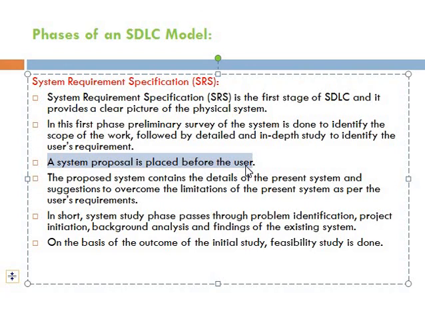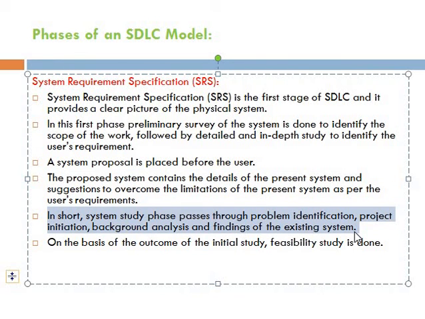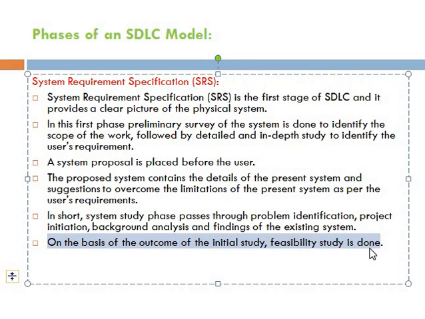A system proposal is placed before the user. The proposed system contains the details of the present system and the suggestions to overcome the limitations of the present system as per the user's requirements. In short, system study phase passes through problem identification, project initiation, background analysis, and findings of the existing system. And on the basis of the outcome of the initial study, the feasibility study is done.